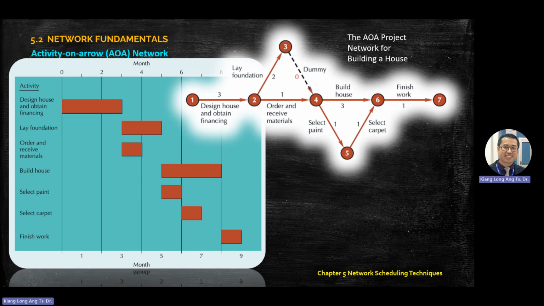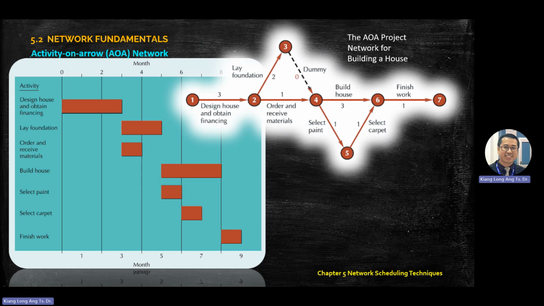Please use straight line, straight arrow. If you draw something like this, it's wrong. No curve arrow, use straight arrow. So if you have these 2 activities and the general rules of a network, you cannot have 2 arrows.